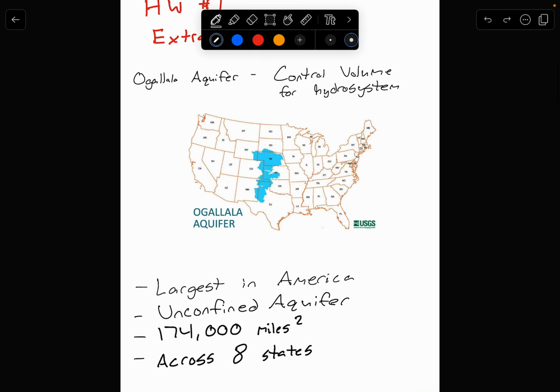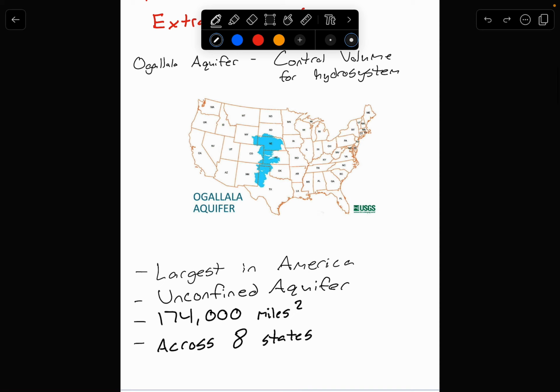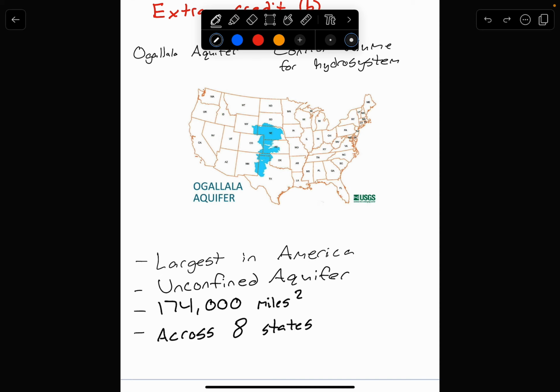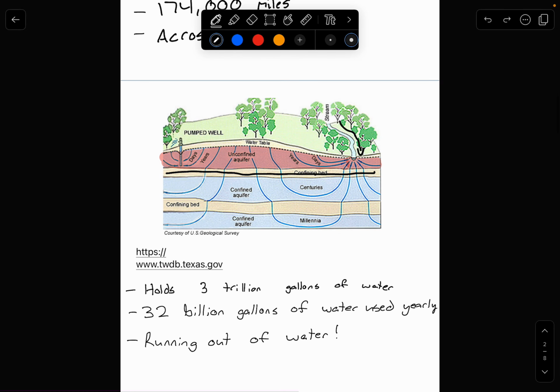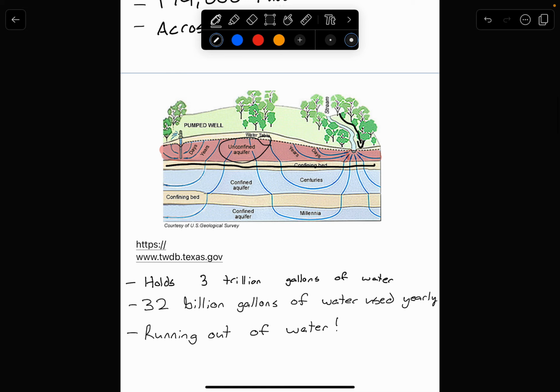A little background: this is the largest aquifer in America. It's an unconfined aquifer. Its area is 174,000 square miles, and it spans across 8 states in the Midwest. This is just a picture highlighted in red. You can see the unconfined aquifer.